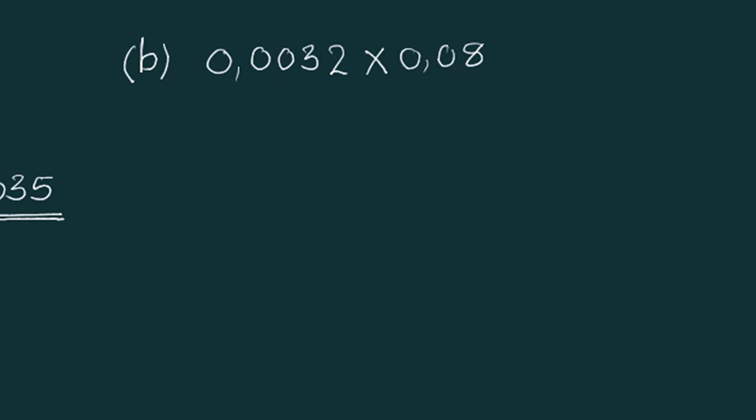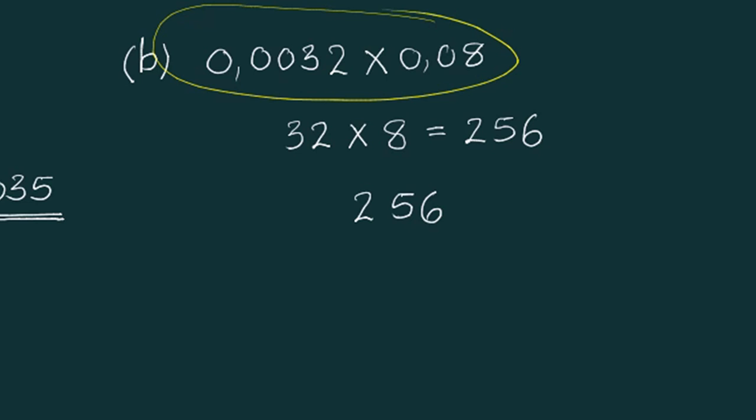Alright, this would be my solution. I multiply 32 and 8, ignoring the decimal points, just multiplying the figures as integers. 32 times 8 gives us 256. Then I count on the numbers being multiplied the total number of digits after the decimal point. I have 1, 2, 3, 4, 5 and 6. This is the total number of digits after the decimal point in the numbers being multiplied.